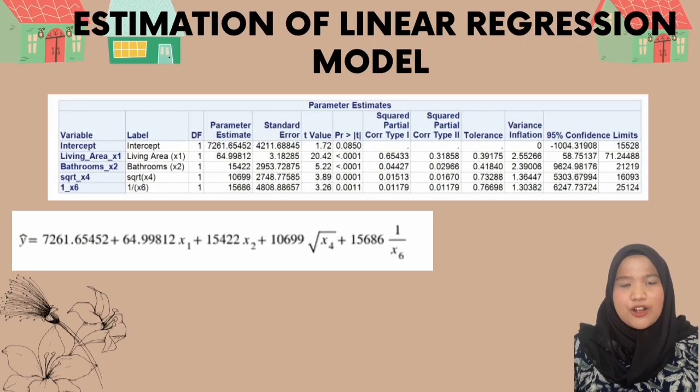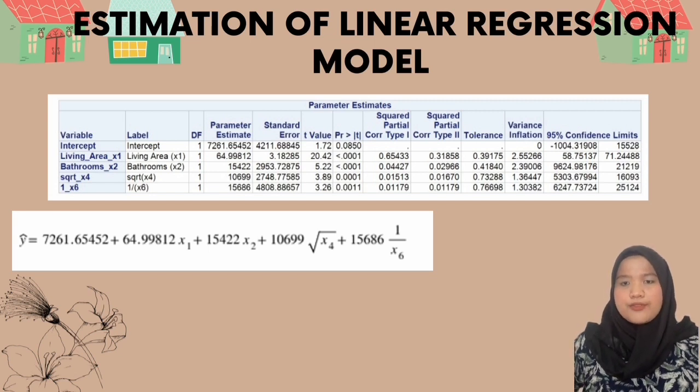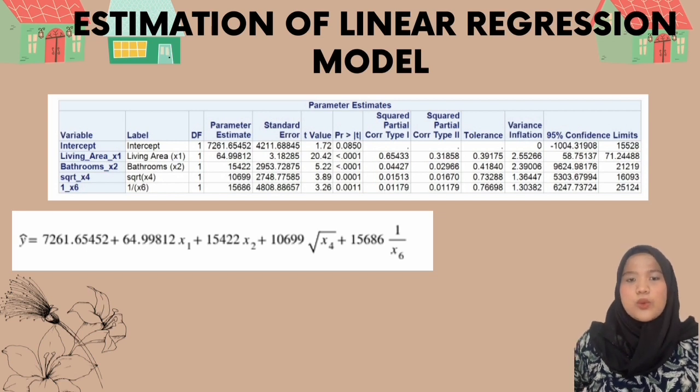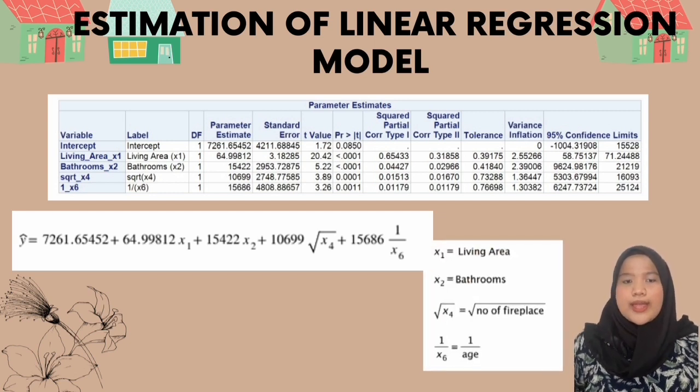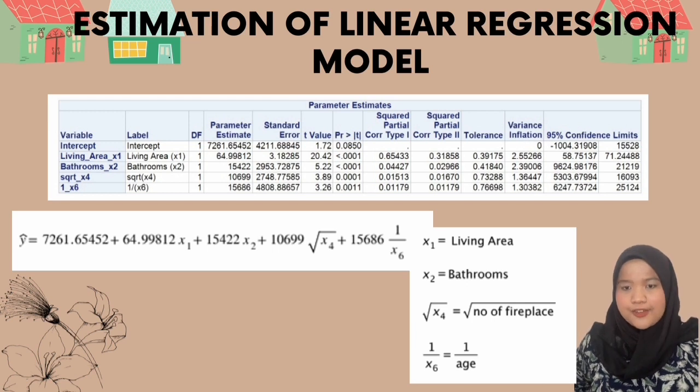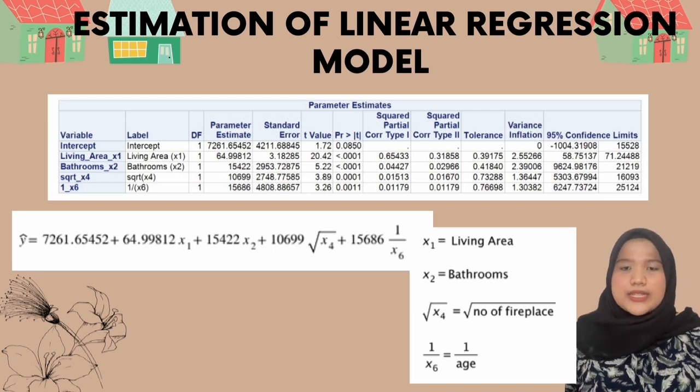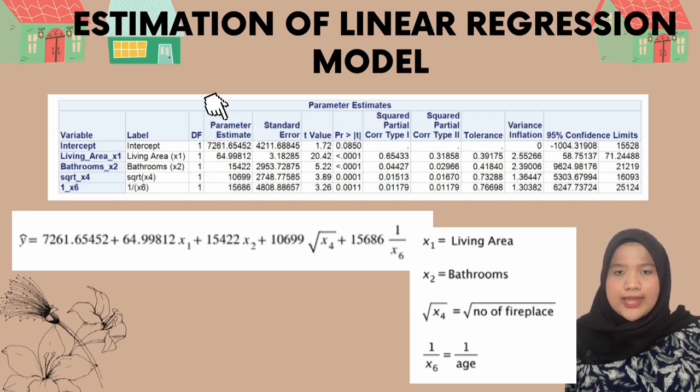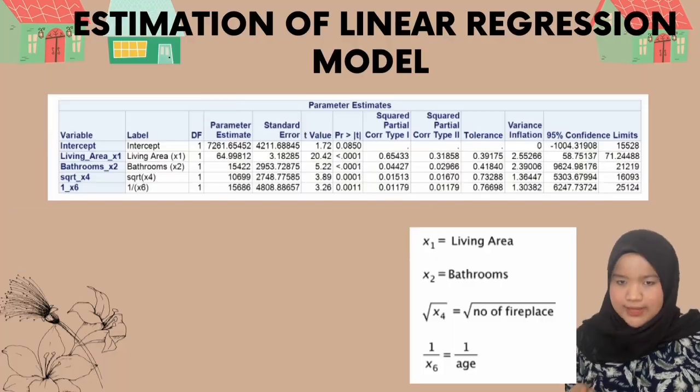This is the estimation of model by B, which is y hat is equal to 7261.65452 plus 64.99812 x1 plus 15422 x2 plus 10699 square root of x4 plus 15686 1 over x6, where x1, x2, square root of x4 and 1 over x6 are stated as in the slide. We can get the beta value at the column of parameter estimate.